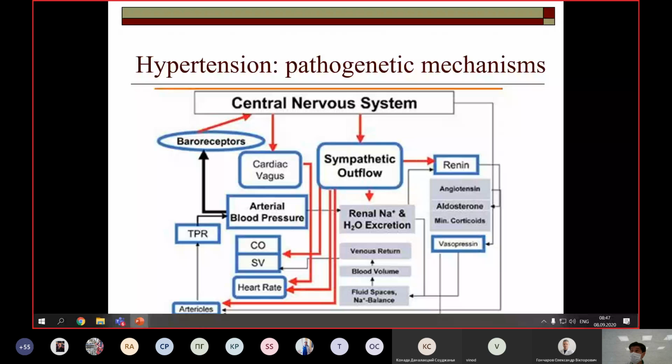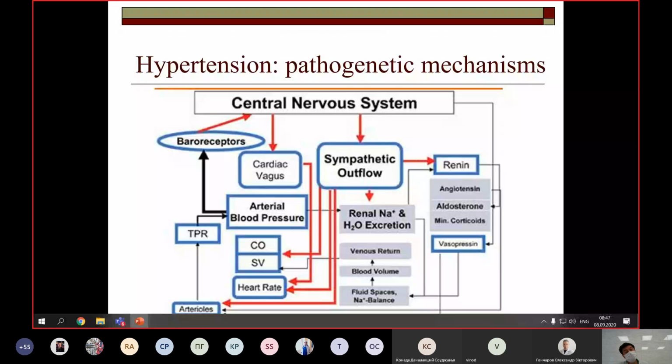But it is only optional, not applicable for all patients with arterial hypertension, because the pathogenesis of this disease is not unique, and it should not be applied to all patients.